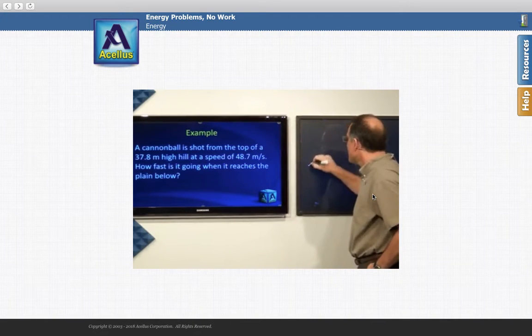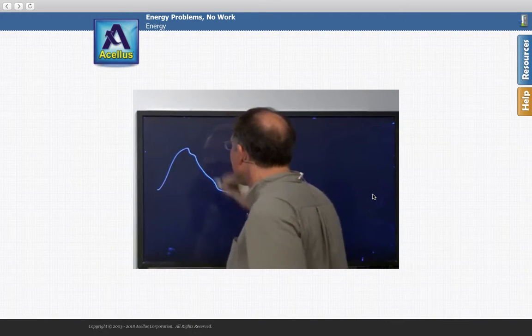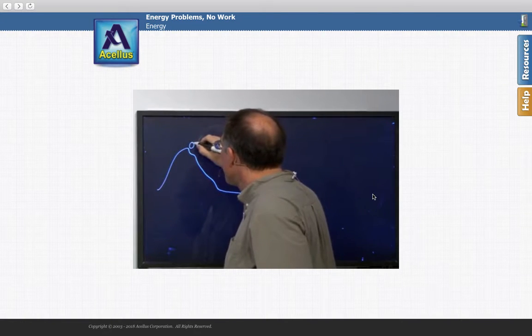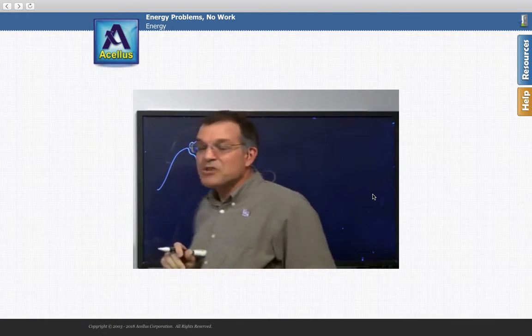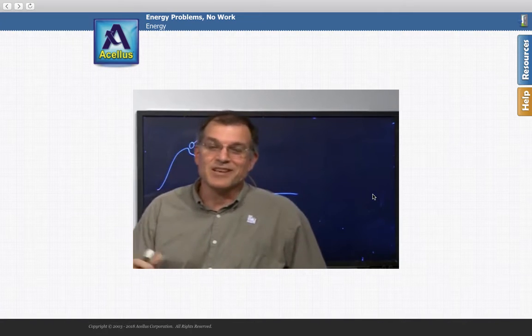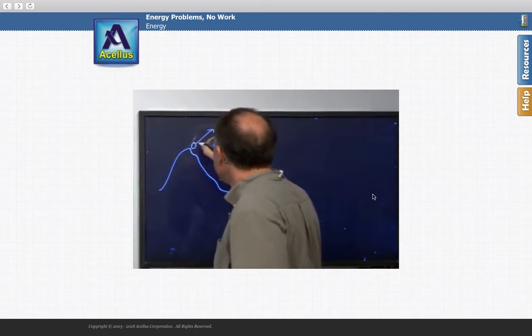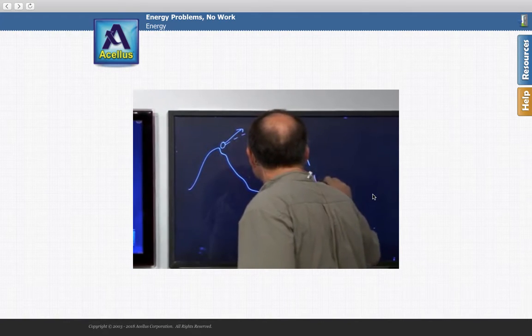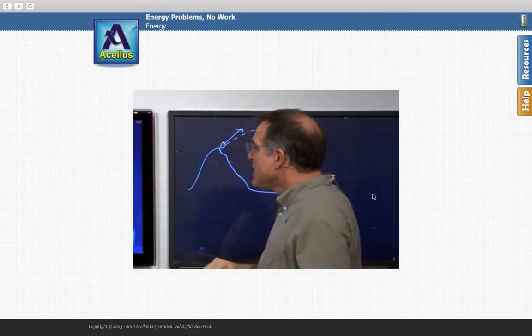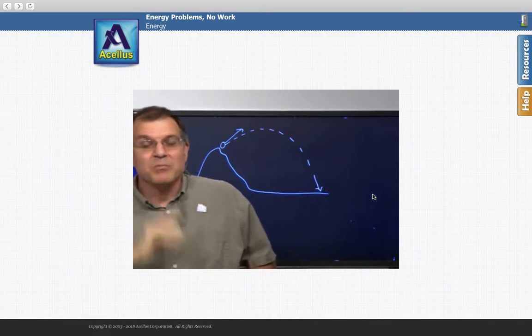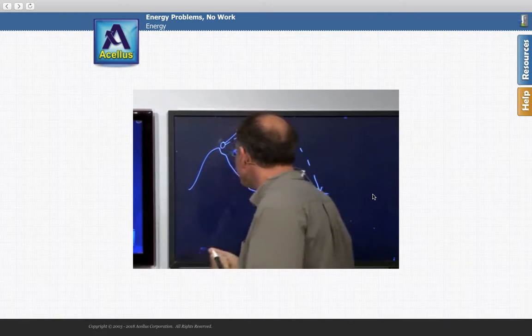Okay, so the cannon's on the top of a hill. There's the plane. The cannonball is shot. You don't tell me what direction. That's true. You know why? Because energy is not a vector. It doesn't matter what direction. Some direction. It goes up, comes back down, lands. And I want to know how fast is it going right before it hits the plane.